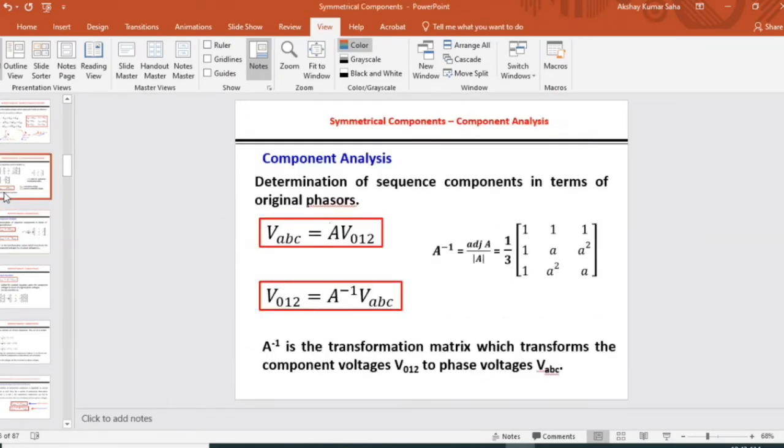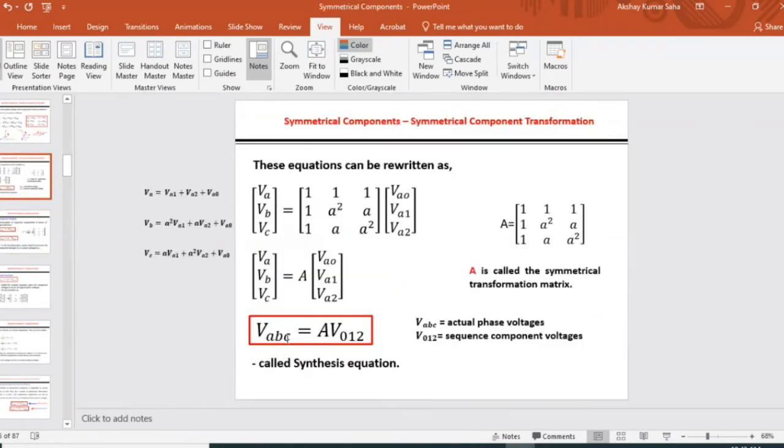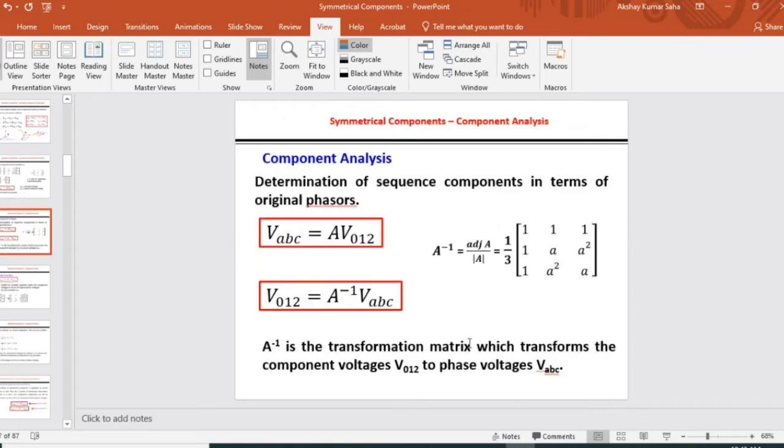So we did that synthesis equation. VABC is expressed using sequence component voltages. The opposite is analysis. So VABC is the one that we got in the last slide, and using that one, we can now say if we want to know what the sequence component voltages are, how do we find them?